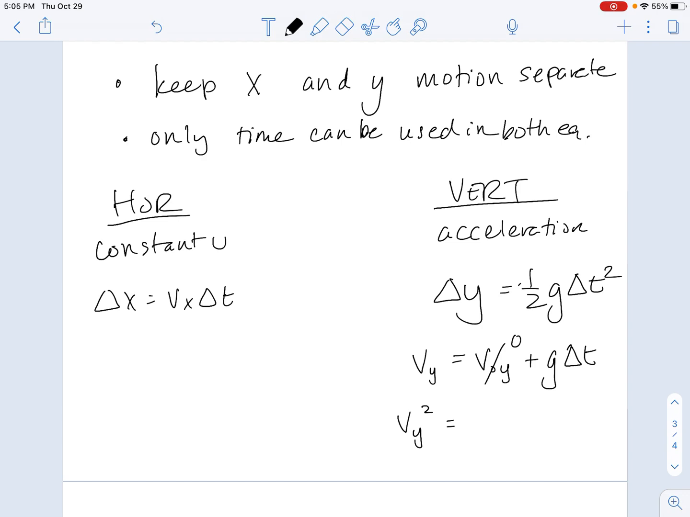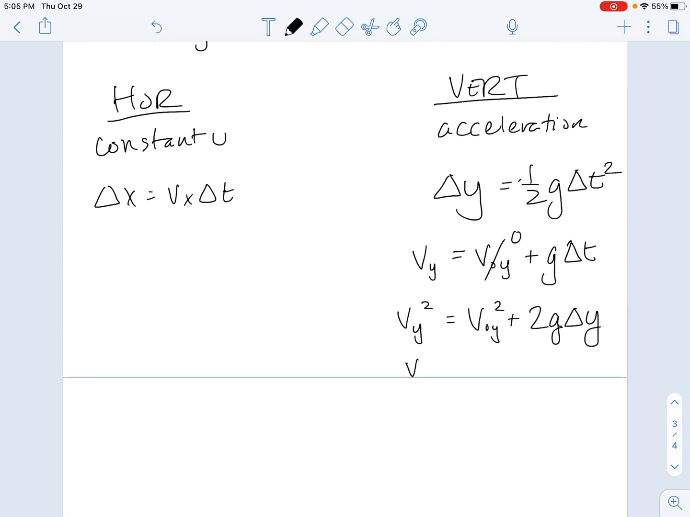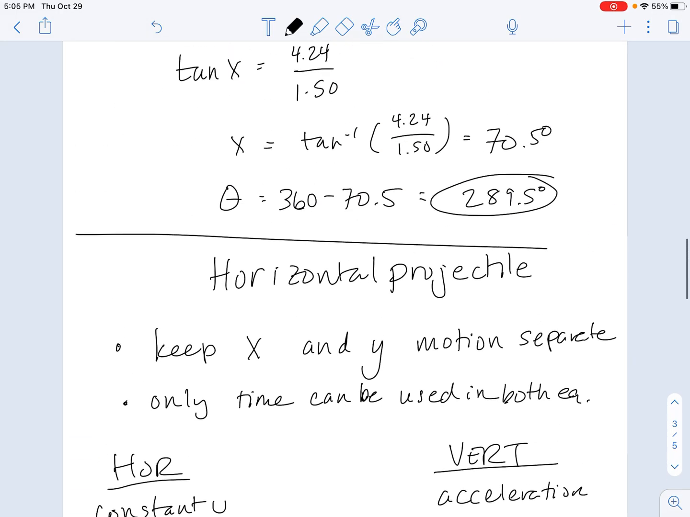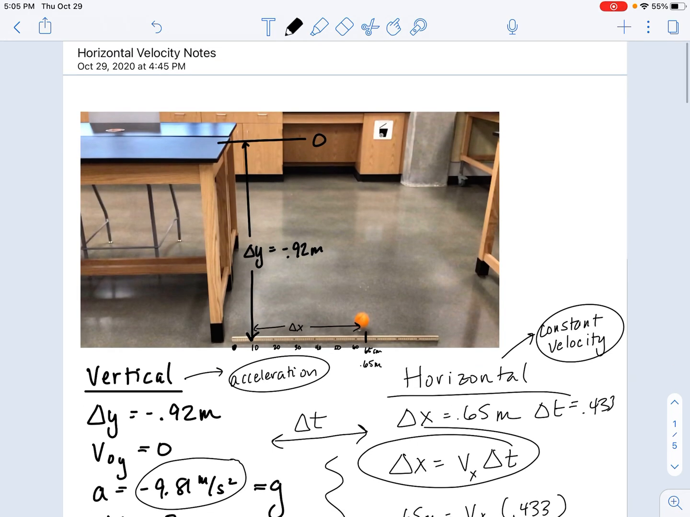And also don't forget about final velocity squared equals initial velocity squared plus 2 g delta y. That's how I would write this equation when I apply it to a horizontal projectile. All right. Hope that made sense.